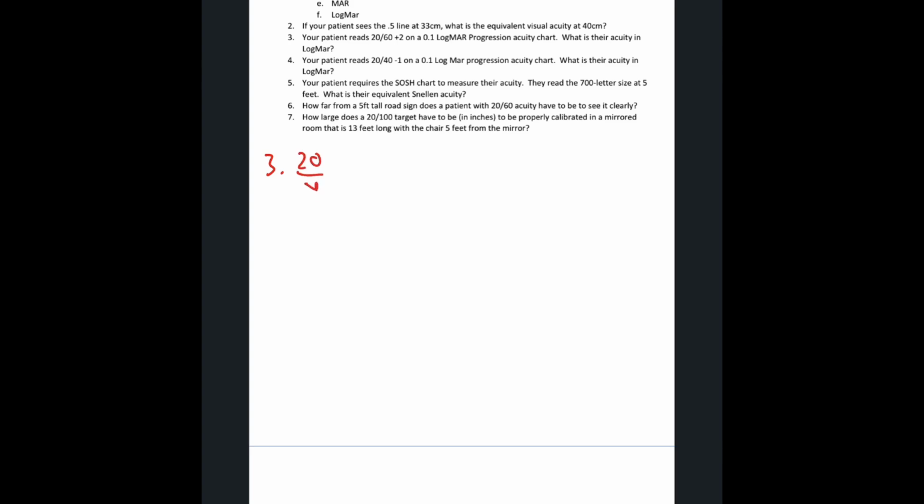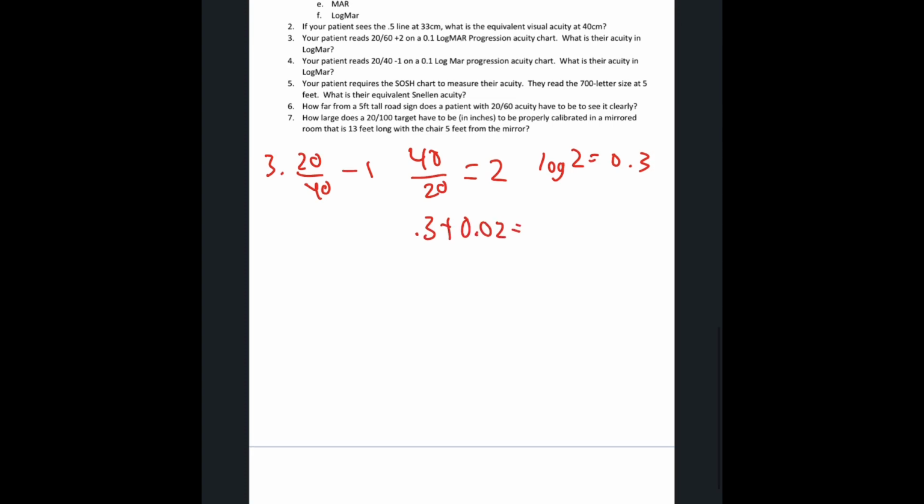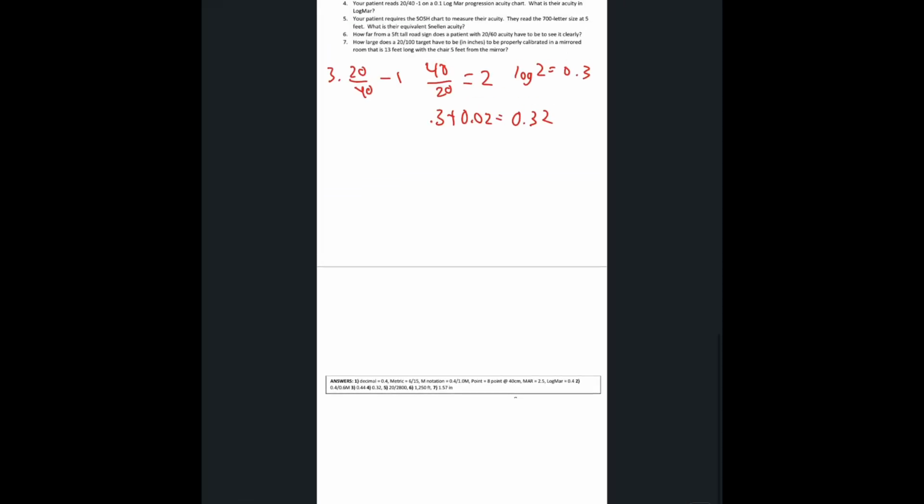Okay, and so if we do the same thing for the next problem, we have 20/40 minus 1. So again, we're going to find the MAR, which is 40 divided by 20 equals 2. That's the MAR, so we're going to find log of 2, which equals 0.3. And then remember, when there's plus, we are subtracting 0.02. When it's minus, we're adding 0.02. So we're going to take 0.3 plus 0.02, and we're going to get 0.32. And I'm going to check my answer one more time. Okay, that's right.